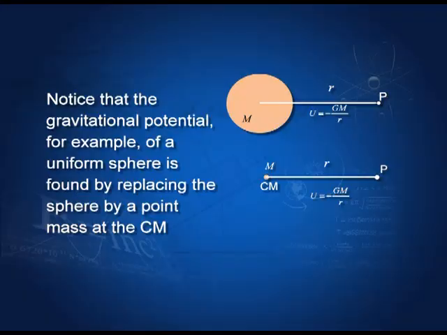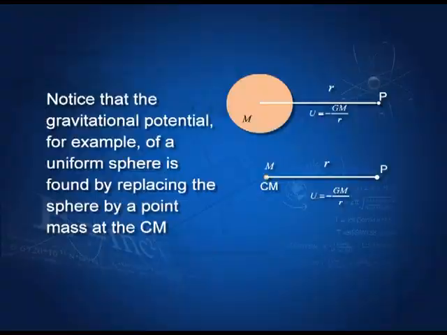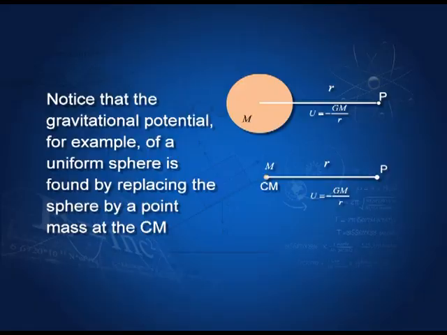Notice that the gravitational potential, for example, of a uniform sphere is found by replacing the sphere by a point mass at its center. I think this you have done. We assume the earth, you know why we take distances always from the center of the earth, because we assume the whole mass is concentrated at the center, that is the center of mass of the earth, and we define gravitational potential or gravitational energy or gravitational force with respect to the distance measured from the center of the earth, which is the center of mass of the earth.